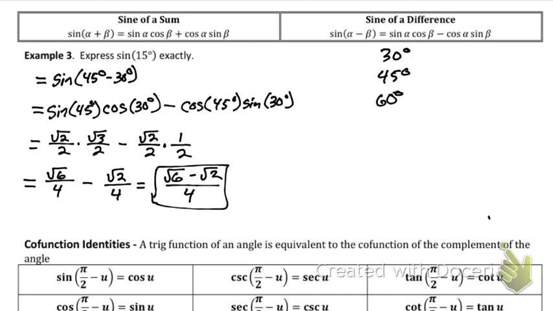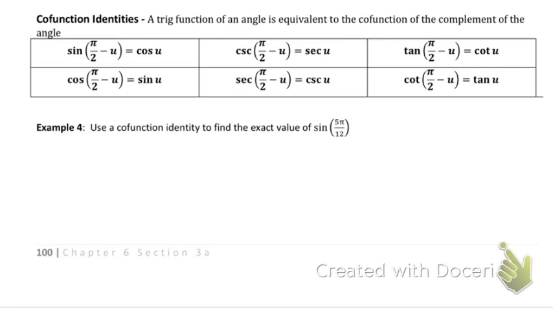All right, the very last thing we're going to talk about are called cofunction identities. A trig function of an angle is equivalent to the cofunction of the complement of the angle. All that's saying is, you know how all your values repeat themselves? Like sine and cosine can only be one of three things. They can either be 1/2, square root of 2 over 2, or square root of 3 over 2. So because of that repeating factor, you could say something like this.